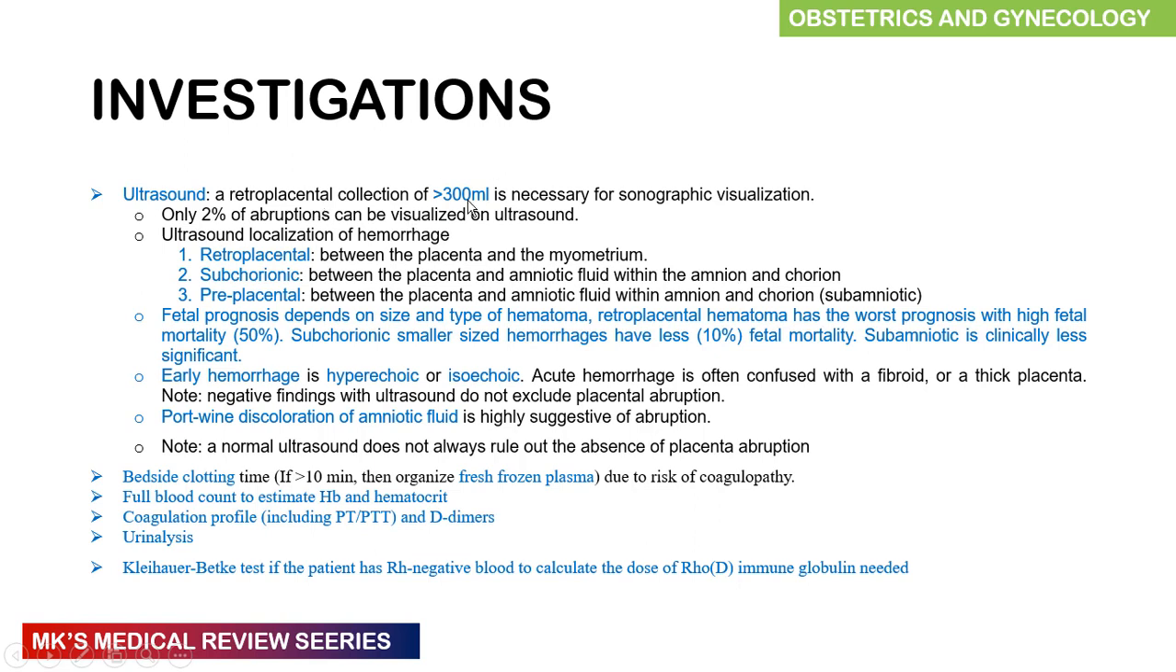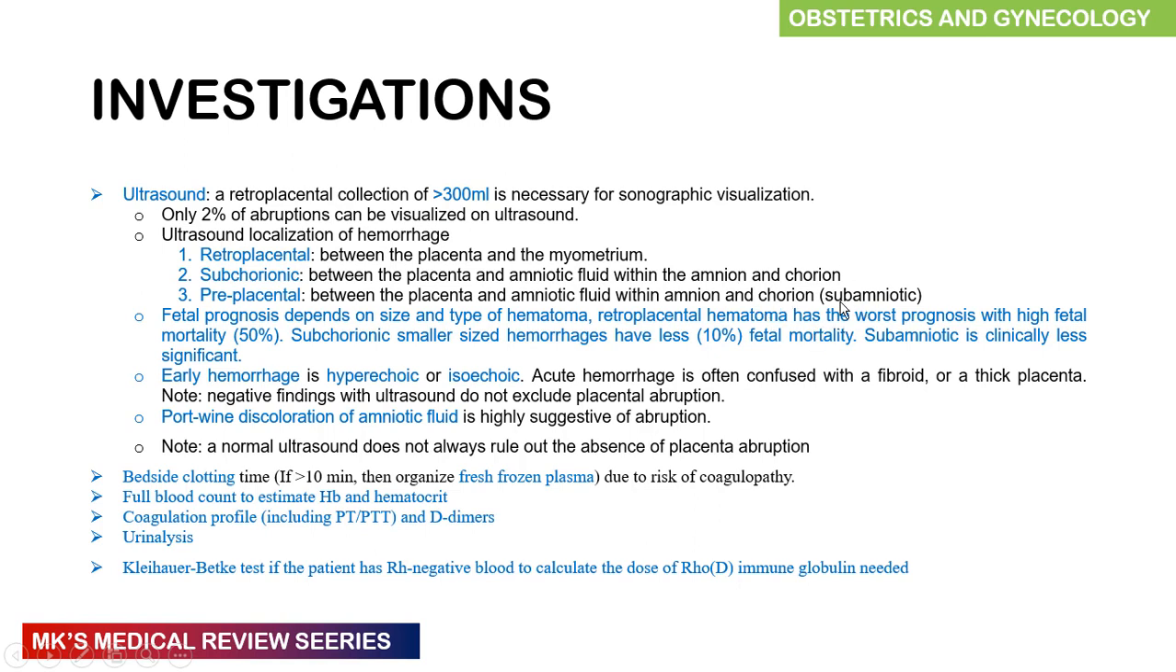So what does this mean to us? It means that if you get a normal ultrasound, this does not completely rule out placenta abruption. But of course, with the ultrasound, localization of the hemorrhage can be retroplacental, meaning it's between the placenta and the myometrium. It could be subchorionic, meaning it's between the placenta and the amniotic fluid, within the amnion and the chorion. It could be preplacental, also known as subamniotic.